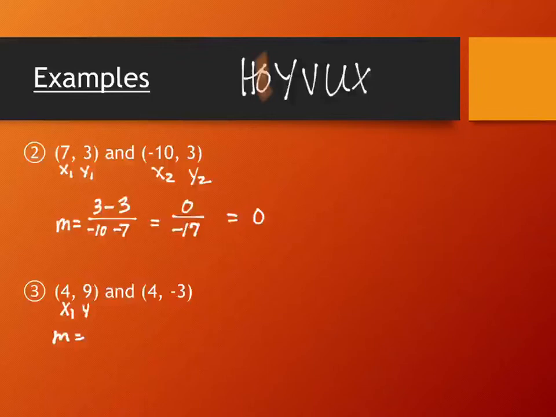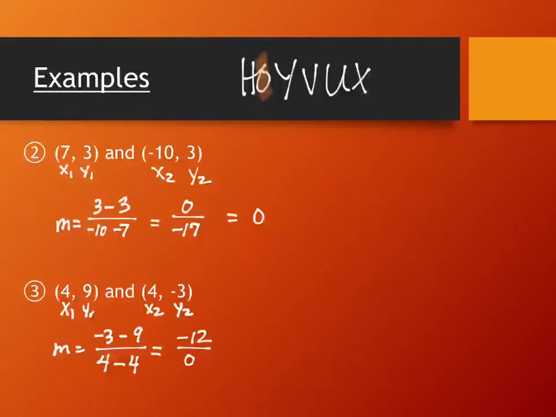So again, (x1, y1), (x2, y2). You don't have to write that down. I'm just doing it for the purposes of us being able to see it together. So the second y value is -3 minus the first one, which is 9, over the second x value, which is 4, minus the first x value of 4. And here I end up getting a 0 in the denominator, right? So I have -12 on top over 0. Again, in particular, I just have something that's not 0 over 0. So anytime you have this happen, you get an undefined slope.